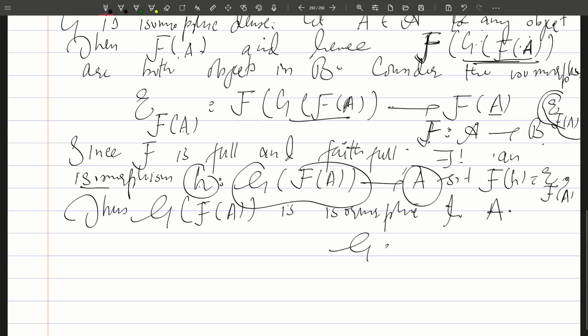So actually what we proved here, G was a functor from B to A. We had to prove that for each object in category A, there is an object f of A in category B whose G image is isomorphic to A. So that means this functor G is also isomorphic dense. So this proves finally that G is also an equivalence.